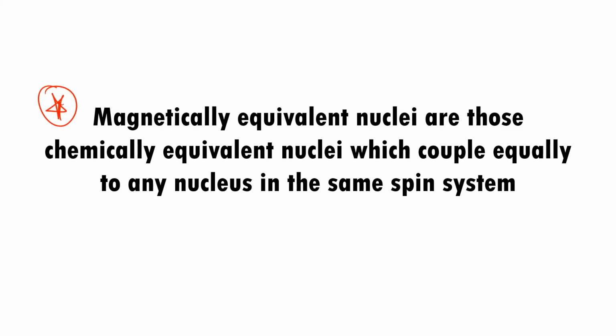Magnetically equivalent nuclei are those chemically equivalent nuclei. Any set of nuclei that are magnetically equivalent are of course chemically equivalent also. So magnetically equivalent nuclei are those chemically equivalent nuclei which couple equally to any nucleus in the same spin system. Let us see examples now.